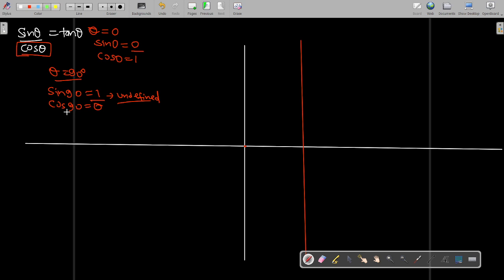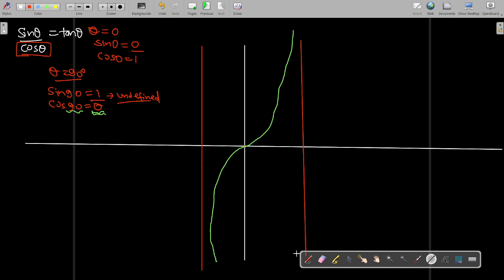But if we get closer and closer to 90, the value of cos becomes closer and closer to 0. And 1 upon something closer and closer to 0 becomes greater and greater, and it approaches infinity. The graph looks like this, and the same happens on this side. This is your asymptote, and another asymptote at 90 and at minus 90. Now you just have to repeat this graph forever.